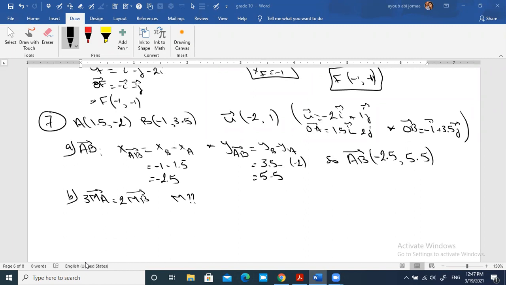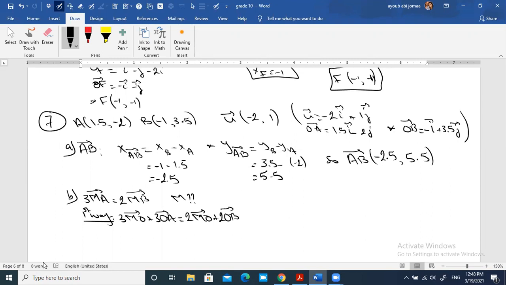We are saying insert point O. One of the methods, insert point O. First way. If you insert point O, what do you get? You get 3MO plus 3OA, equal to 2MO plus 2OB.